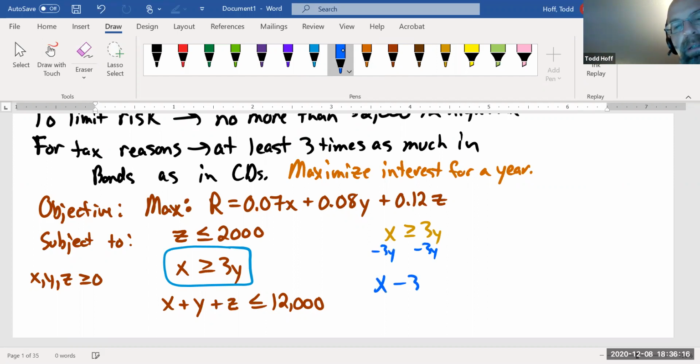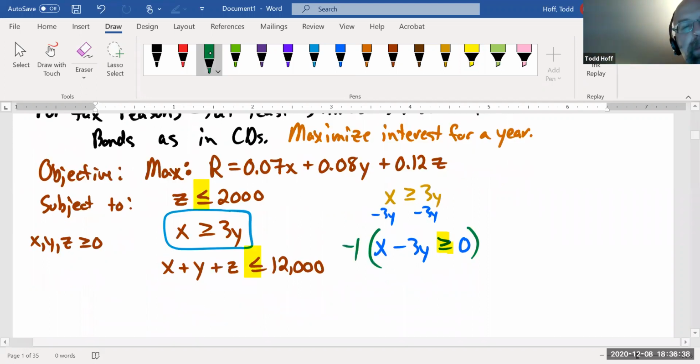So x minus 3y is greater than or equal to 0. The next issue here, we see these constraints are both less than or equal to. This one is currently greater than or equal to. We can't have that. So what we're going to do to fix that is we're going to multiply this whole equation by -1. When we multiply an equation by a negative number, remember it flips the inequality.